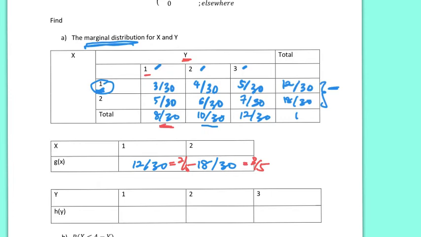If you look at the marginal distribution for y, when y equals 1, the total column is going to be 8 over 30. If you simplify, you are going to get 4 over 15. And then when y equals 2, like I said just now, it is 10 over 30. If you simplify, you are going to get 1 over 3. And for the last one, when y equals 3, the simplified value would be 2 over 5. Okay, so that is the solution for the first one, the marginal distribution for x and y.